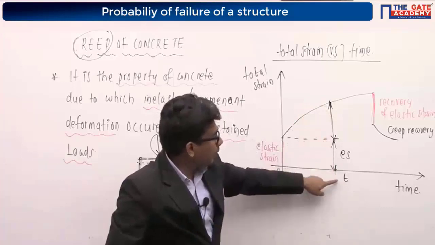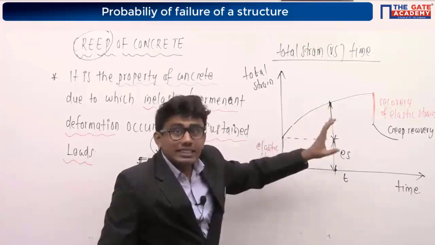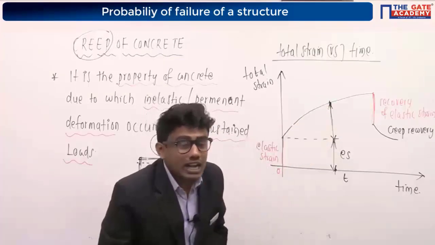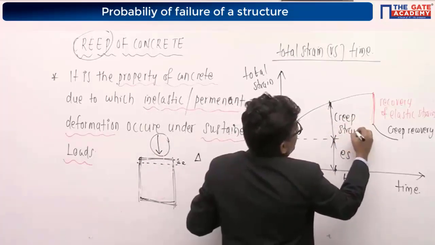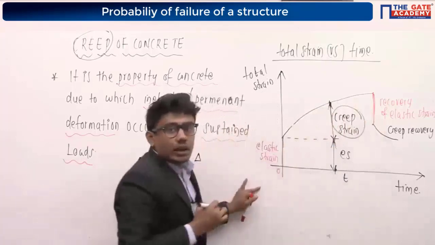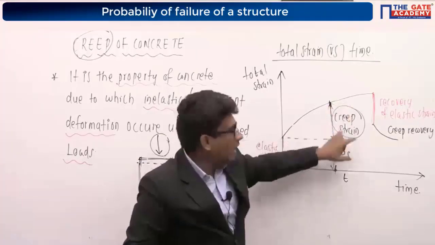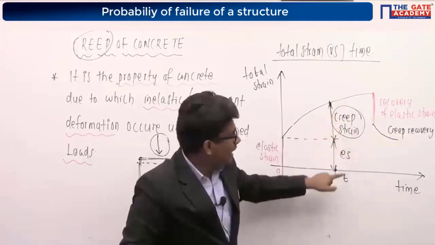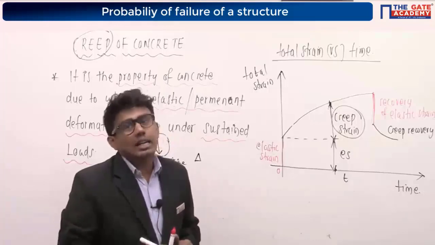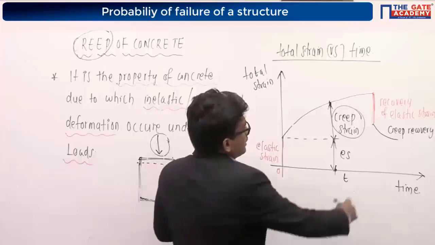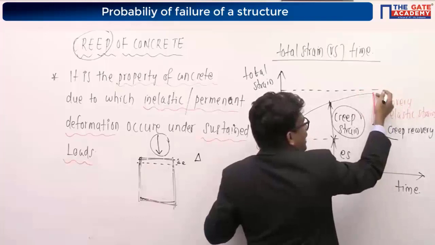What is the strain here at a point t? This much is elastic strain. What is the strain here? Exactly, inelastic, or I am going to call it creep strain. The total will be elastic plus inelastic strain. This inelastic strain occurred in the structure at this time is called our creep strain. This ultimate value, this maximum strain value, will be coming somewhere here. At this point, I have unloaded it.